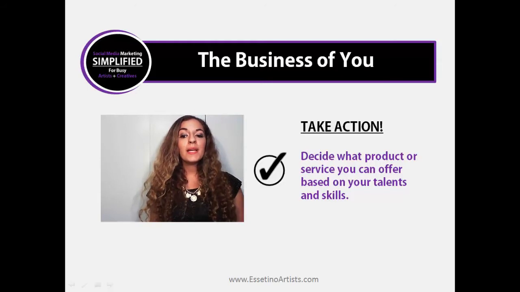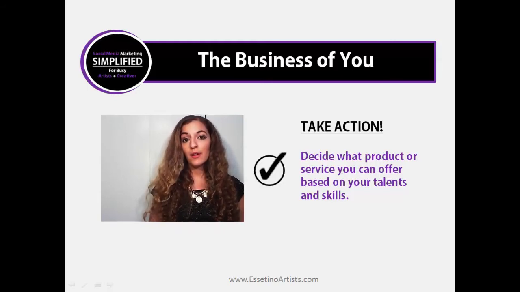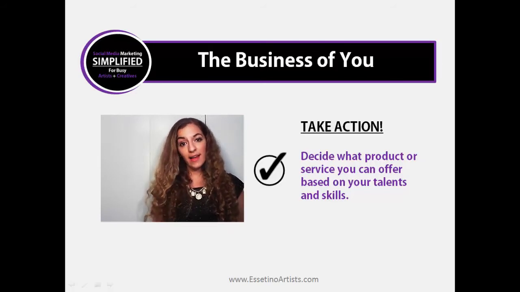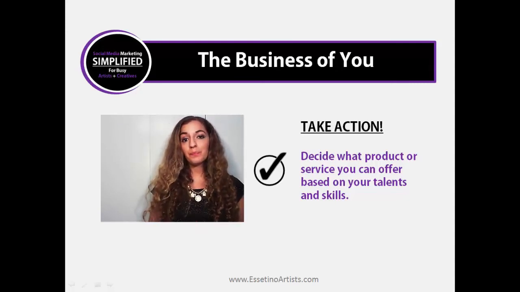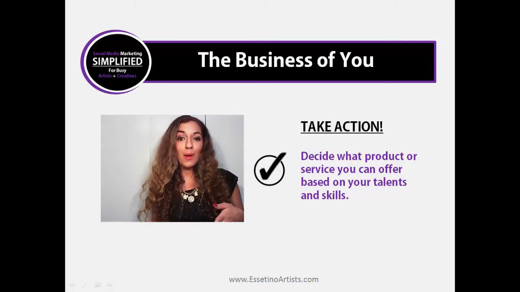So based on your talents and skills, decide what product or service you can offer. Maybe it's a physical thing, like for example, if you're a painter, maybe it's a painting, or maybe it's teaching somebody how to paint. If you're a photographer, maybe what you're offering in terms of value to the market is helping families capture those memories that are just so special in their lives, and maybe providing them with an album or photo, or teaching them how to organize their memories.